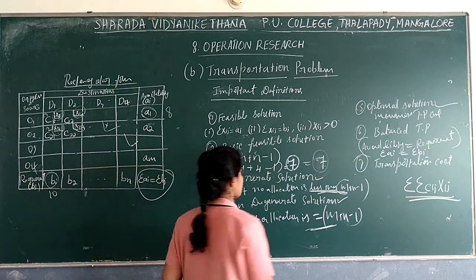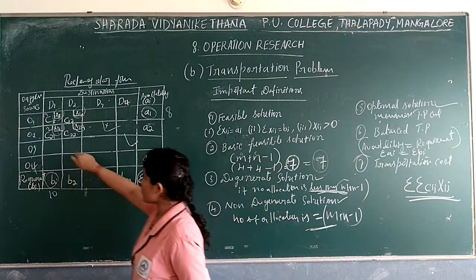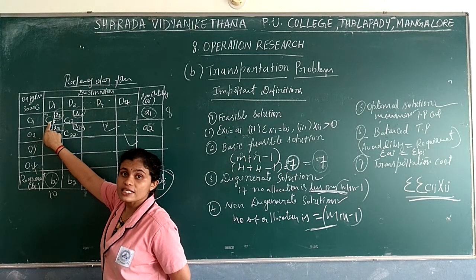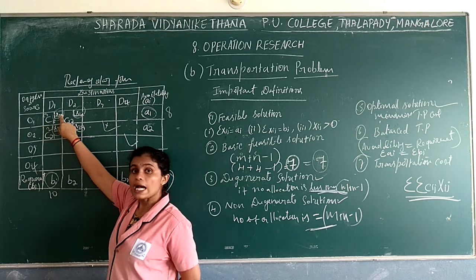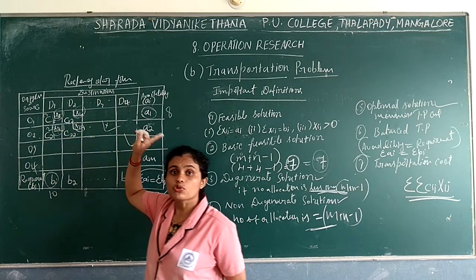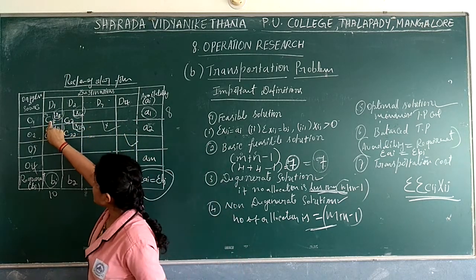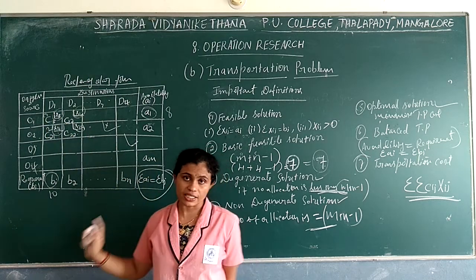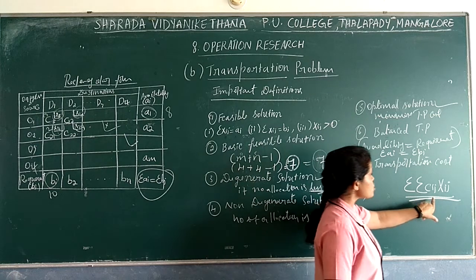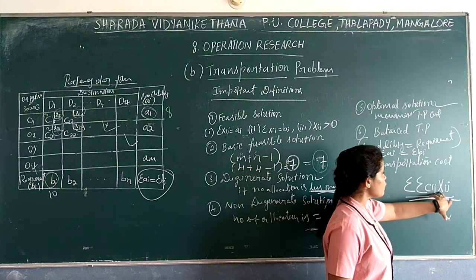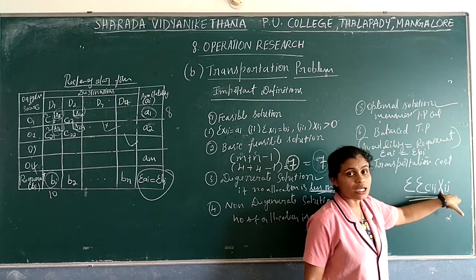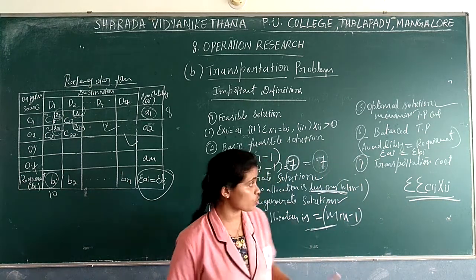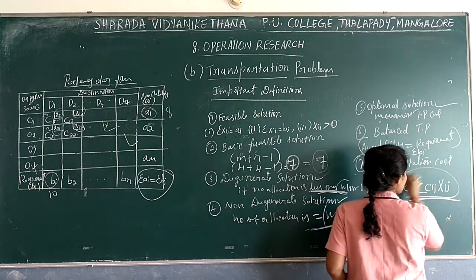That means, see, sigma Cij. What is Cij? This one, the cost. Sigma Cij, this we have to multiply with the allocation. Then we have to add. So we multiply the cost with the allocation, then we add. That's why we are using two sigmas. Here we need to multiply the cost with the allocation. That total we call transportation cost. So this is to find out transportation cost.